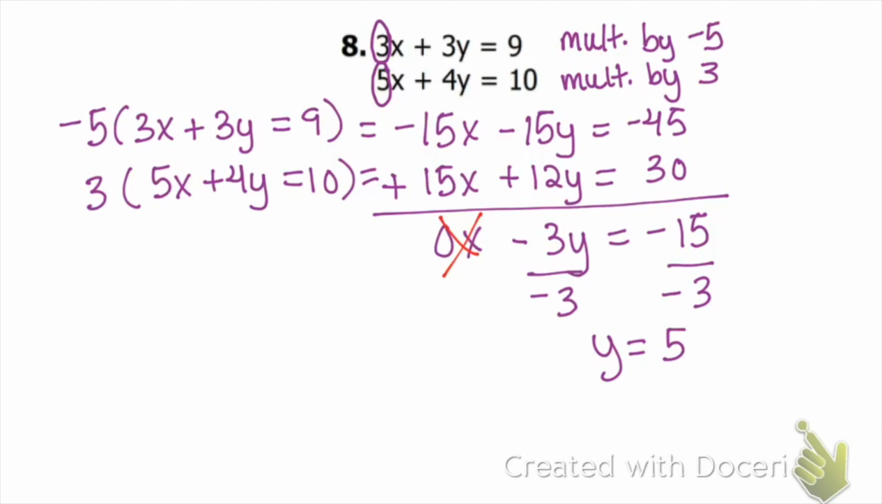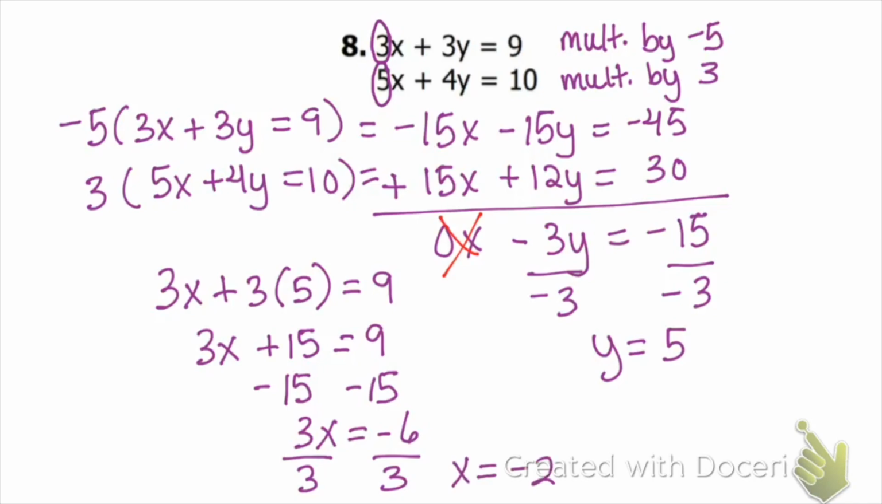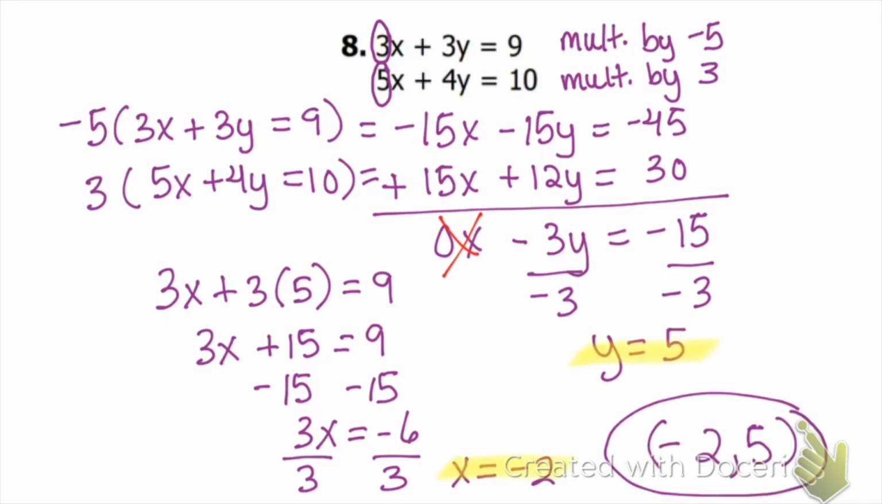So now you take y equals 5 and you substitute it into one of the equations. I picked the first equation. So we get 3x plus 3 times 5 equals 9, which turns into 3x plus 15 equals 9. So you're going to subtract 15 on both sides. Then you're going to divide by 3, and you get x equals negative 2. So if x equals negative 2 and y equals 5, then the ordered pair is negative 2, comma 5.